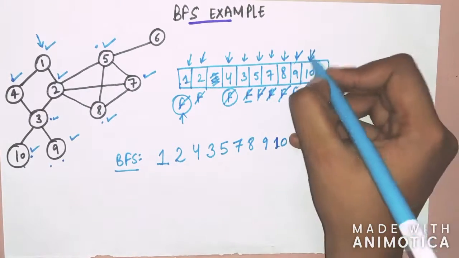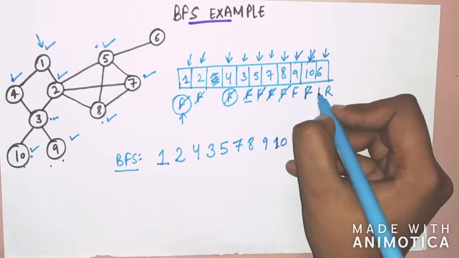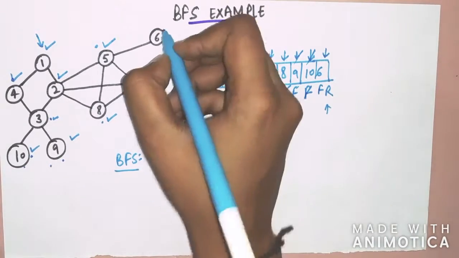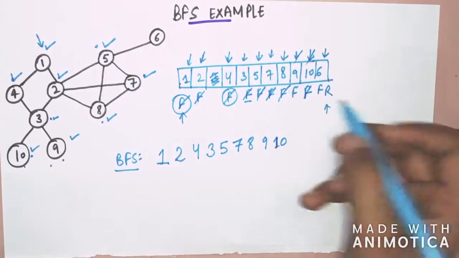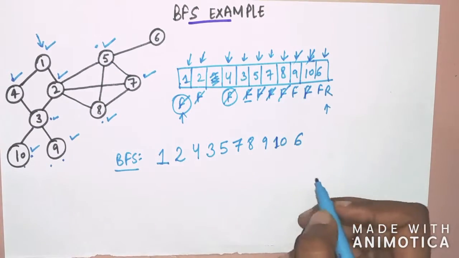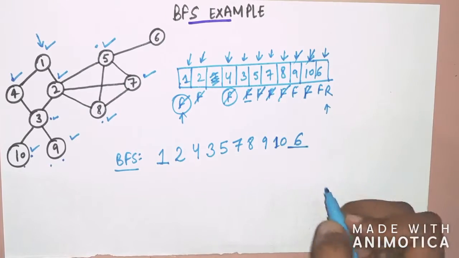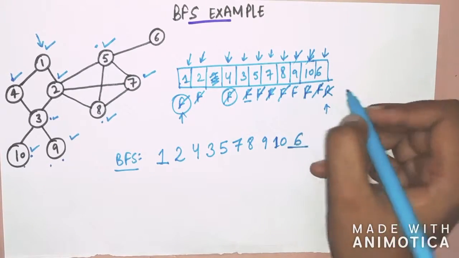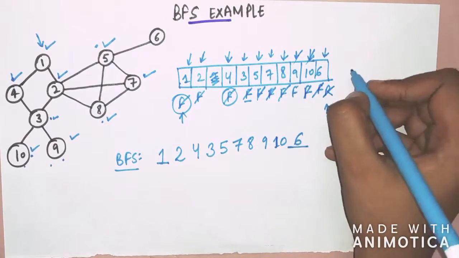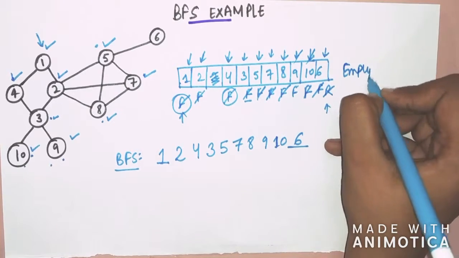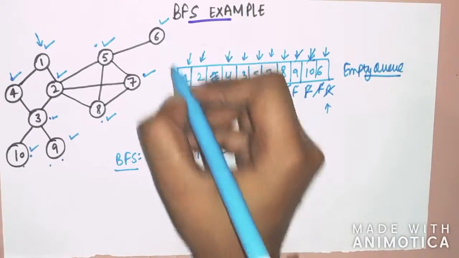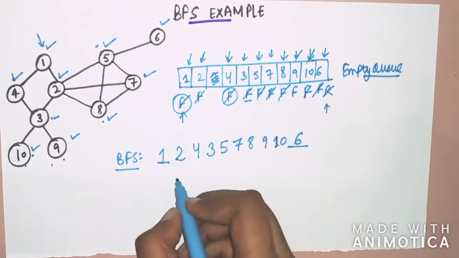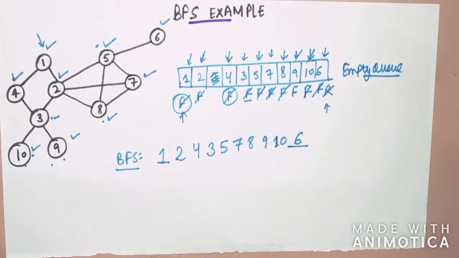Now next I have 6. For 6 I have only one adjacent node, that is 5, and it's already visited, so there's no point. So 6 will be printed out easily. Now it's an empty queue, so I can't move further, and I can see that all nodes have been visited. Each and every node has been visited. So this is my BFS of this graph. Thank you.